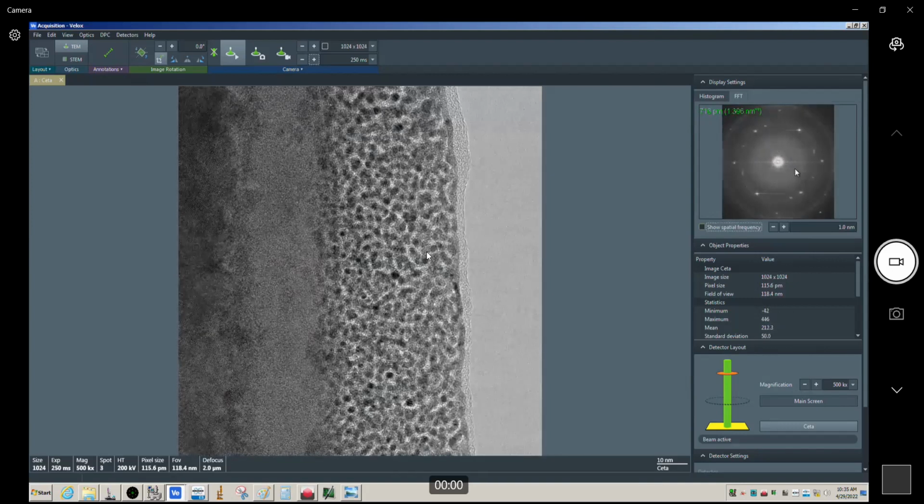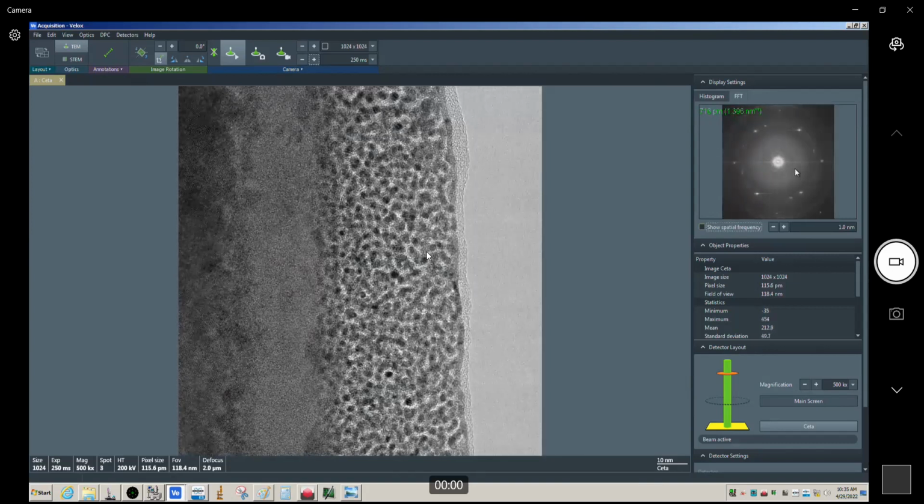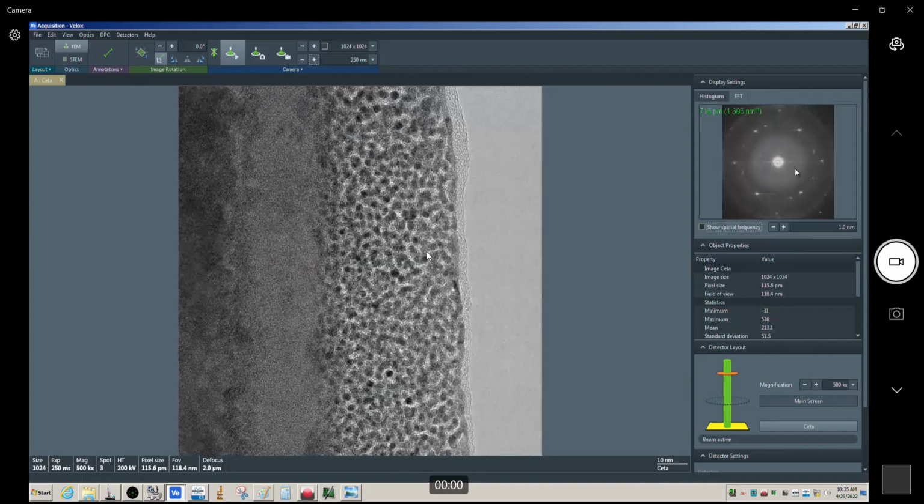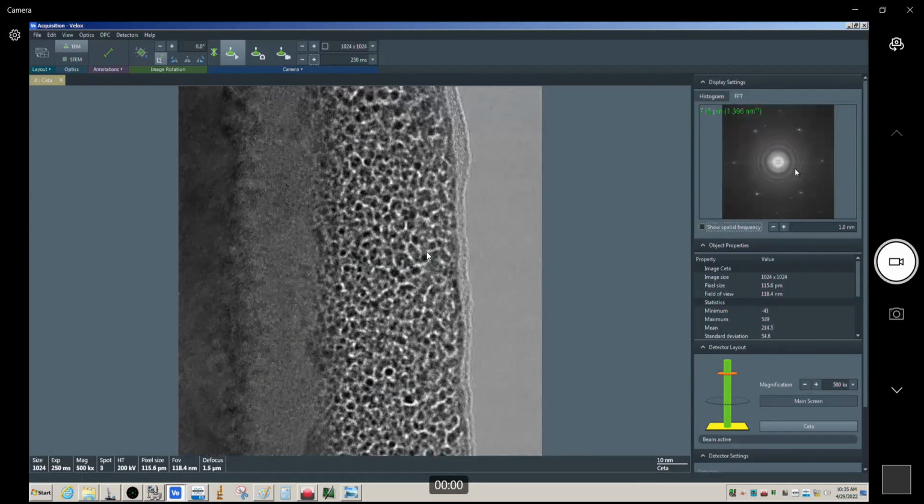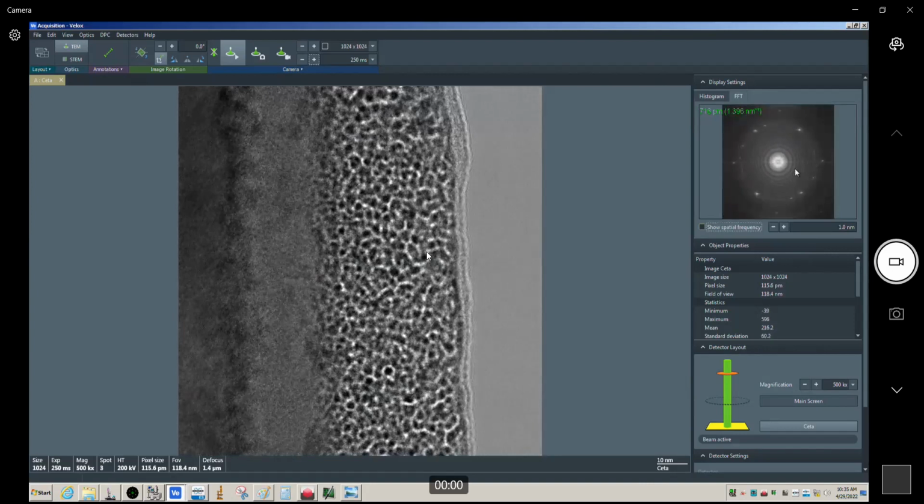Usually you can tell in the image, but I'll be the first one to say that focusing in TEM is not the most intuitive thing in the world, unlike SEM or even STEM, where it is very intuitive. But you can see here, if I underfocus a lot, just by looking at the image, it looks a little blurrier.